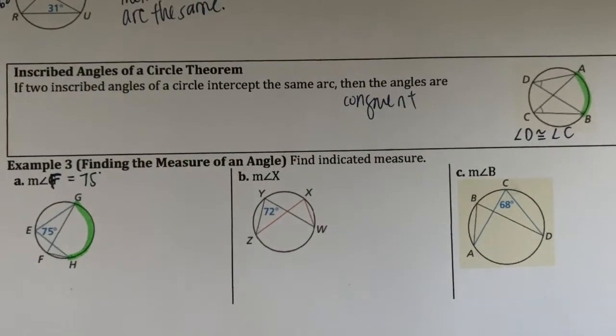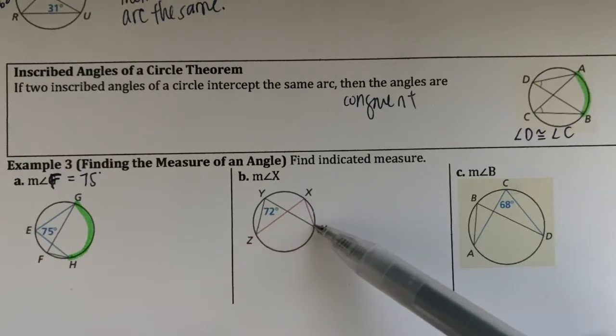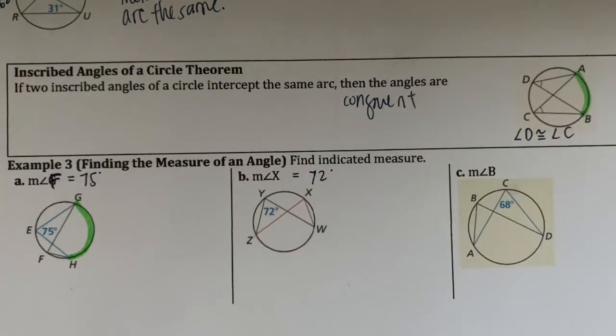Let's do one more together. For B, we're asked to find the measurement of angle X. We know that the measurement of angle Y is 72 degrees, and because they intercept the same arc, angle X is also going to have a measurement of 72 degrees. Let's move on to our next concept.